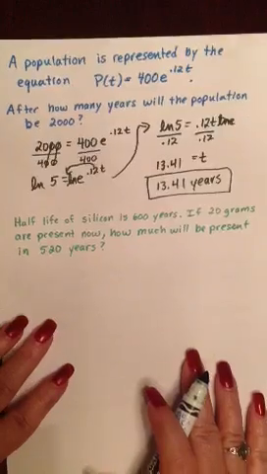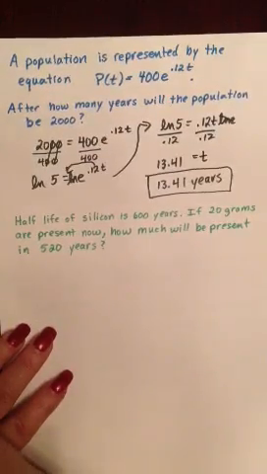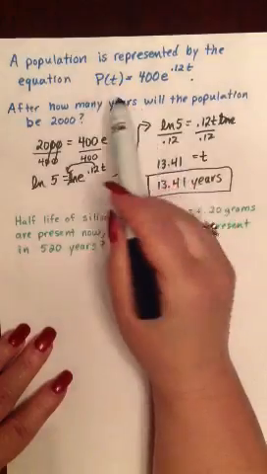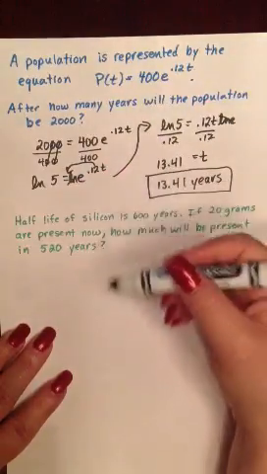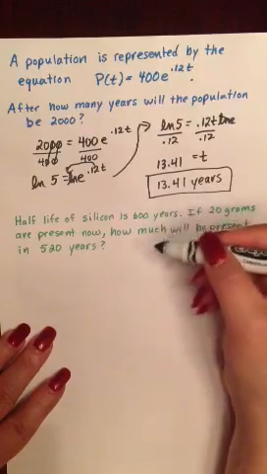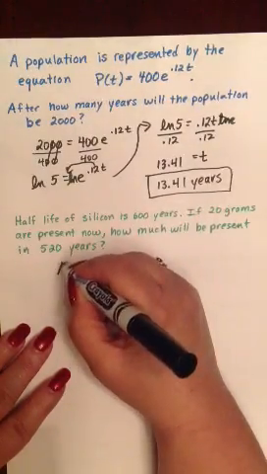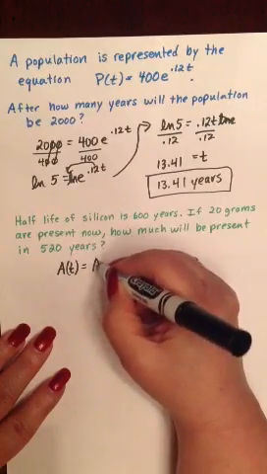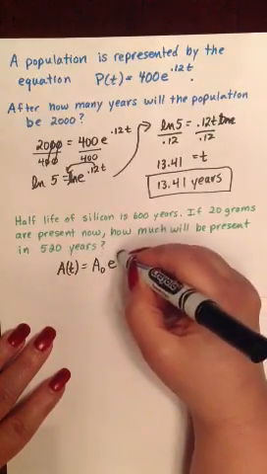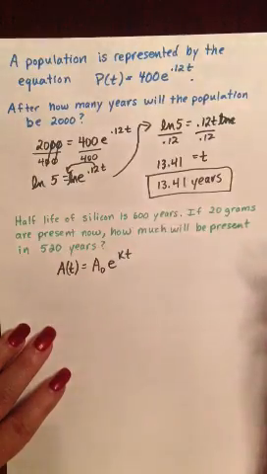It says the half-life of silicon is 600 years. If 20 grams are present now, how much will be present in 520 years? You're going to use a formula that's based just like this one. This one they gave you the formula, so you didn't really have to know. But it's called the formula of uninhibited growth or decay. The formula goes: the amount after time t is equal to the amount you start with times e^(kt).